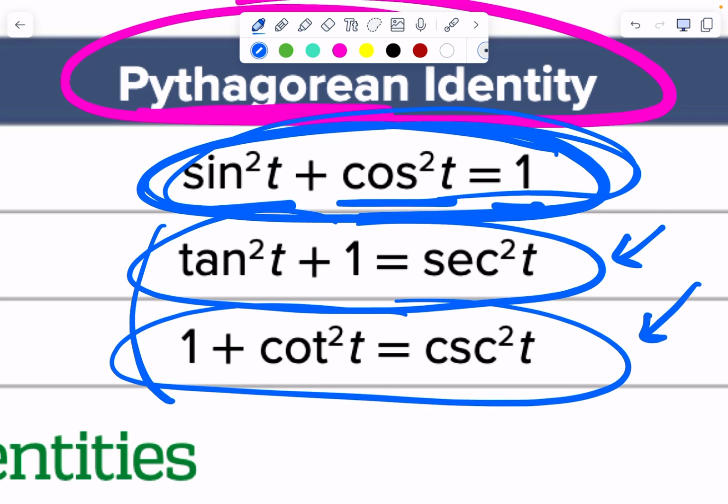Okay, so that's how you can remember. Sine squared plus cosine squared equals 1. I don't have these two memorized, but we will use them from time to time.